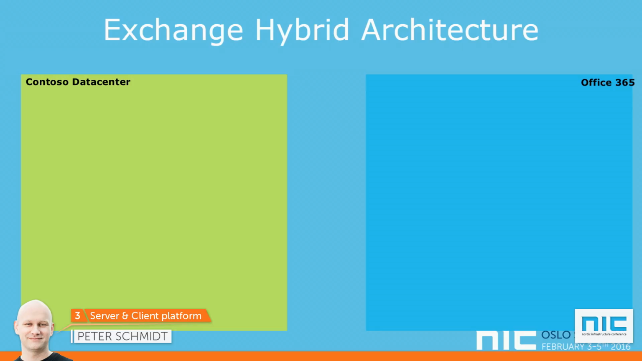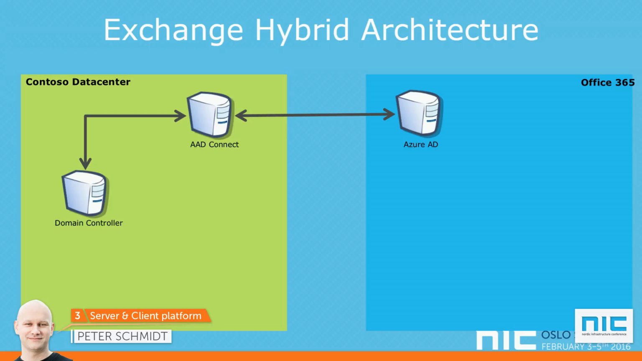So if we take a look at the topology and the architecture of this and what's actually needed here. We have an on-prem environment. In this example, it's our Contoso data center. What we need in place to begin with is the AD Connect, the DirSync server. We'll need that to synchronize our mail-enabled objects from the on-prem to Office 365. And in Office 365, it will actually end up in Azure AD, because Office 365 heavily relies on Azure AD. So that's where your objects will end up.